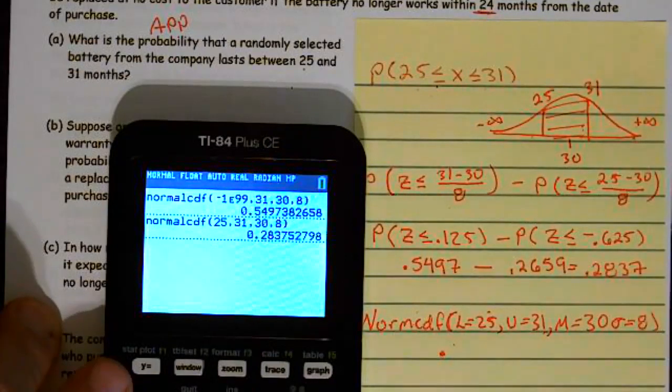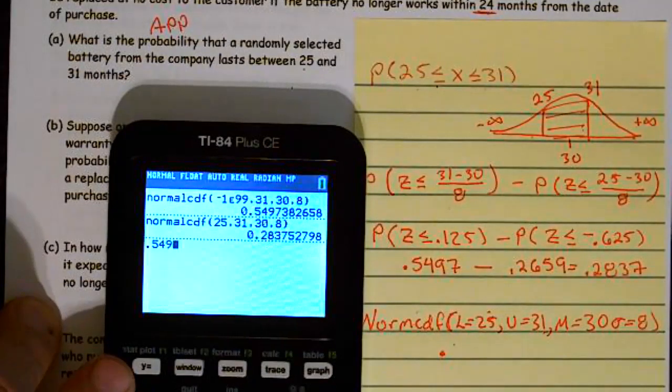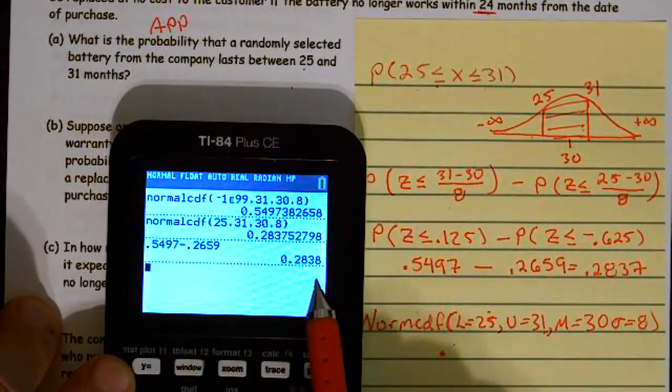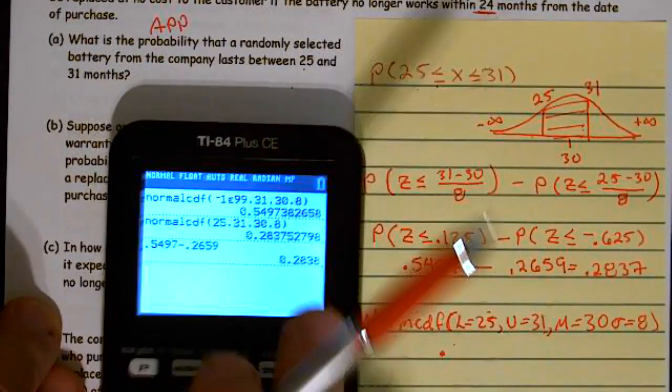0.2837. All right, let's subtract those two real quickly. 0.5497 minus 0.2659. All right, 0.2838. We're correct to 3 decimal places. We're in great shape. That's the answer.